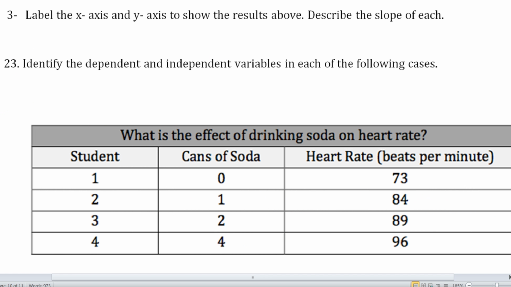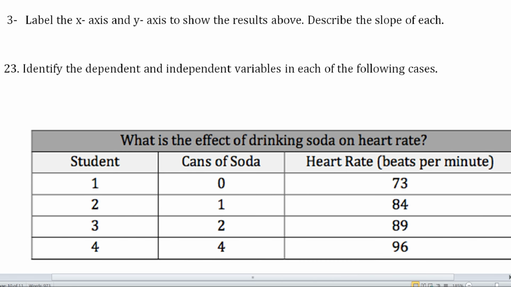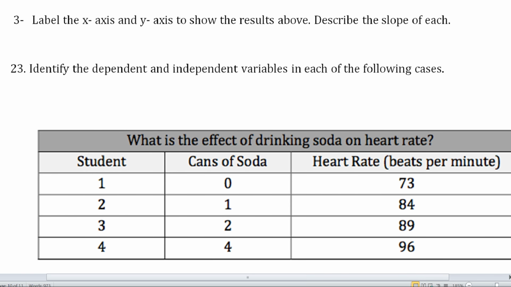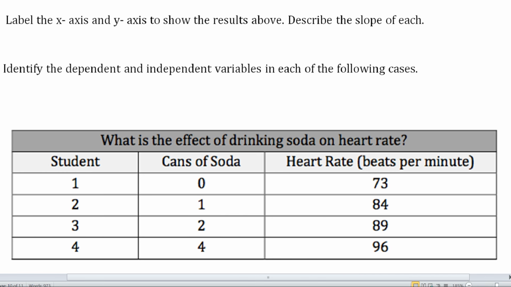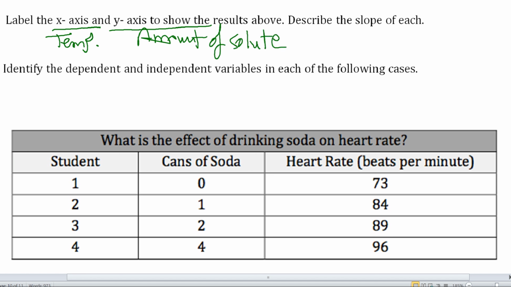Label X and Y axis to show the results above and describe the slope of each. What we shall write on the x-axis should correspond to the independent variable. The independent variable we have here is the temperature, and the dependent variable is the amount of solute. So this will be drawn on the y-axis. Describe the slope of the graph. Okay, as the relation is direct, we are expecting to have a graph like this.